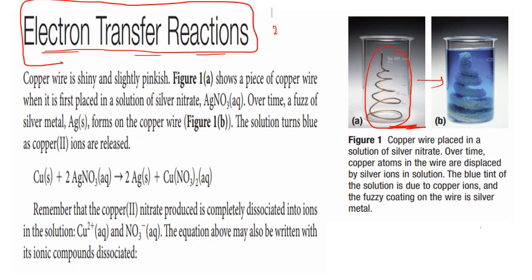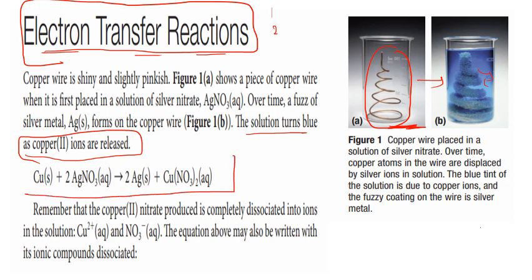Over time, the copper atoms in the wire will be displaced into the solution, and the silver atoms from the solution will be deposited on the wire. The solution turns blue because copper 2 ions are released, and they are blue in color. That's why you see this beautiful blue color. So essentially this reaction is happening. We will study in detail what this reaction is about.